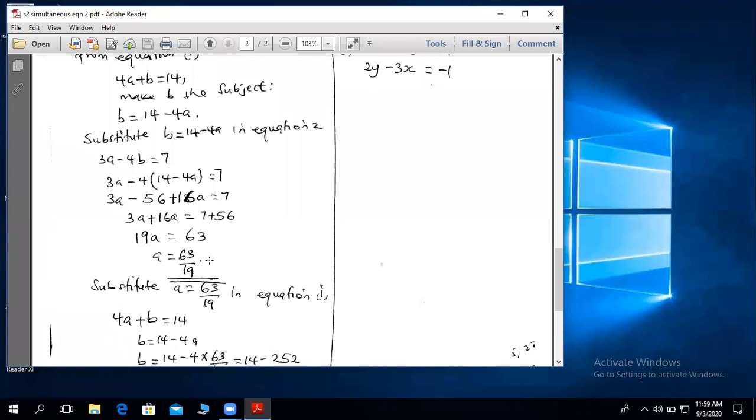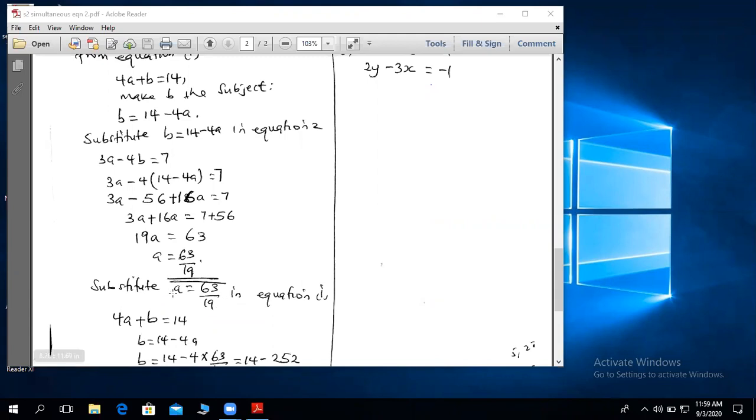I encourage you to keep your answer as a fraction. Don't divide with the calculator and get decimals, because if you get decimals, you'll be forced to round off, and your answer at the end will be very different and wrong. So a is equal to 63 out of 19.